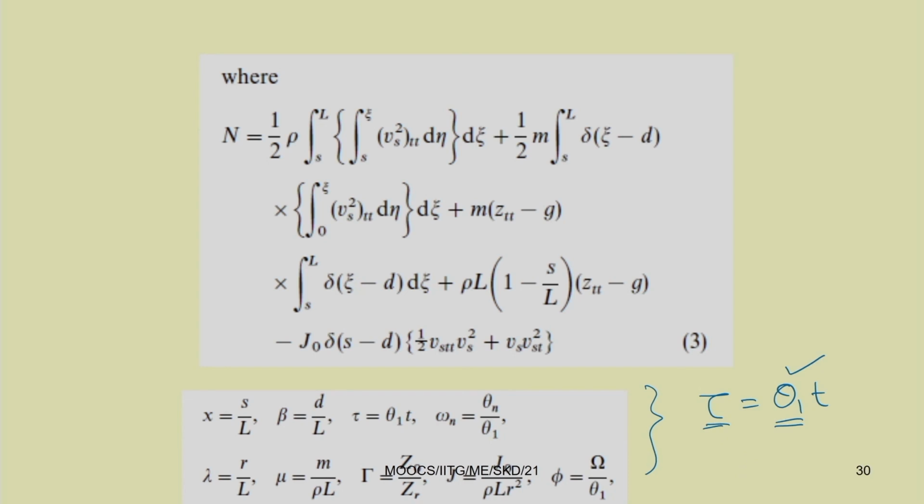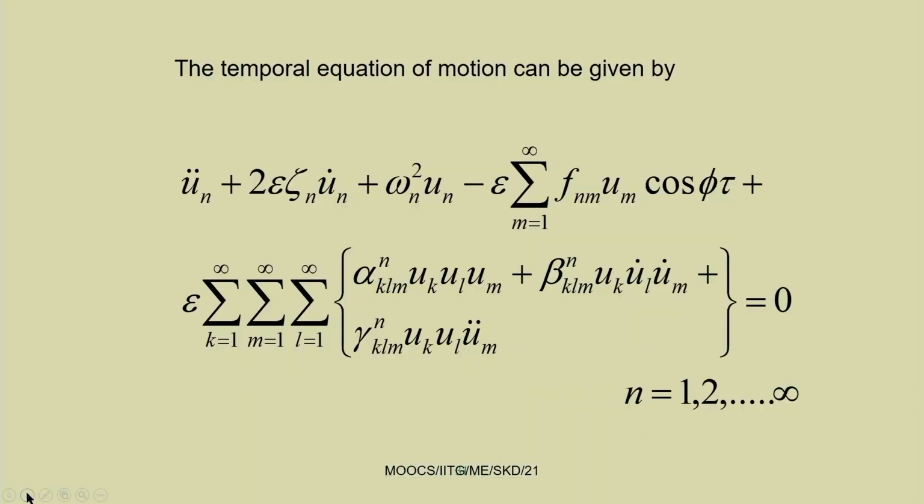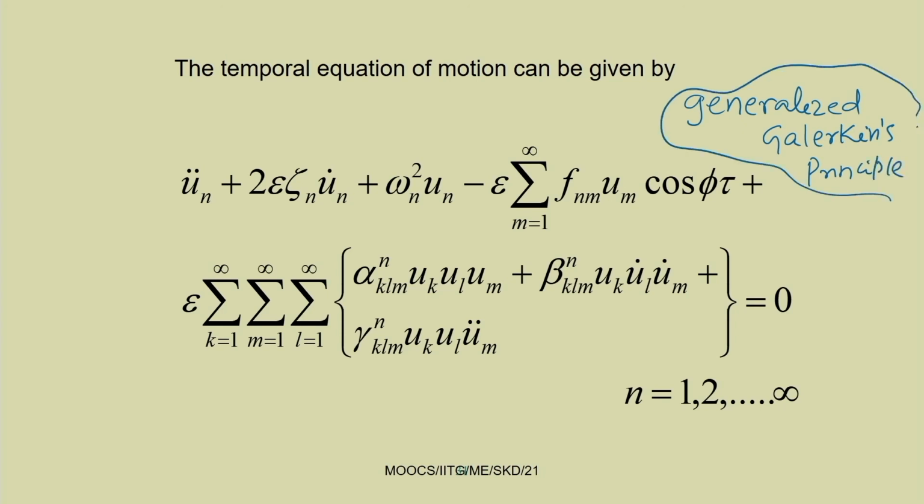This way, by taking all these parameters, one can get the temporal equation of motion by applying the generalized Galerkin's method. So, one has to apply the generalized Galerkin's principle or method. Here, in this generalized Galerkin's method, one may consider the equation q in this form.